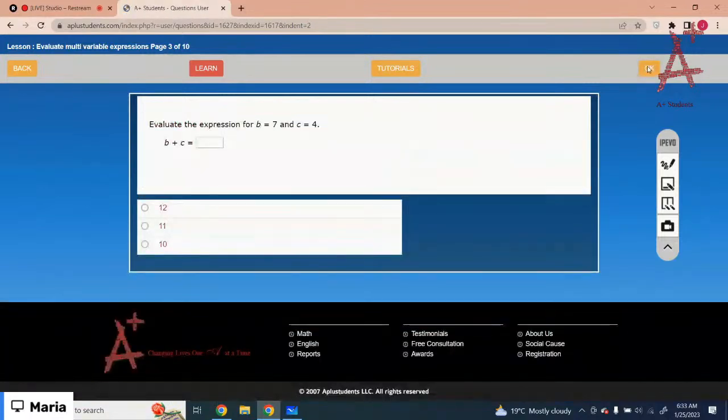Okay, the next one is evaluate the expression for b equals 7 and c equals 4. So which is the correct option? B equals 7 and c equals 4. You have to add. So 7 plus 4 is, yes, very good, 11.